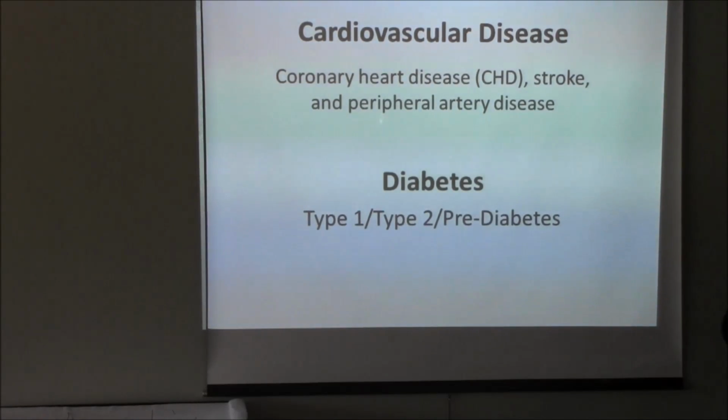Janet Laird. I'm a nurse practitioner at Appleton Area Health Center, and we're here to talk about cardiovascular disease. Cardiovascular disease talks about coronary heart disease, stroke, and peripheral artery disease, as well as diabetes, type 1, type 2, and pre-diabetes.